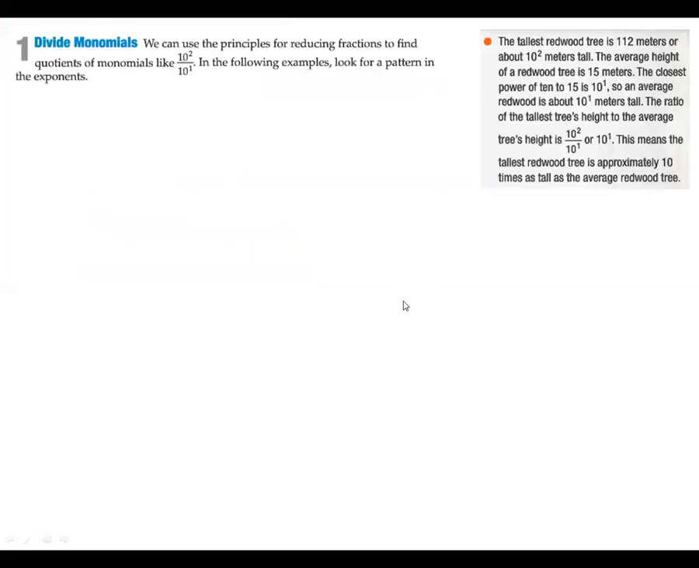So the tallest redwood tree is 112 meters, or about 10 squared meters tall. The average height of a redwood tree is 15 meters, so the closest power of 10 to 15 is 10 to the first. So an average redwood is about 10 to the first meters tall. The ratio of the tallest tree's height to the average tree's height is 10 squared over 10 to the first, or 10 to the 1. This means that the tallest redwood tree is approximately 10 times as tall as the average redwood tree.